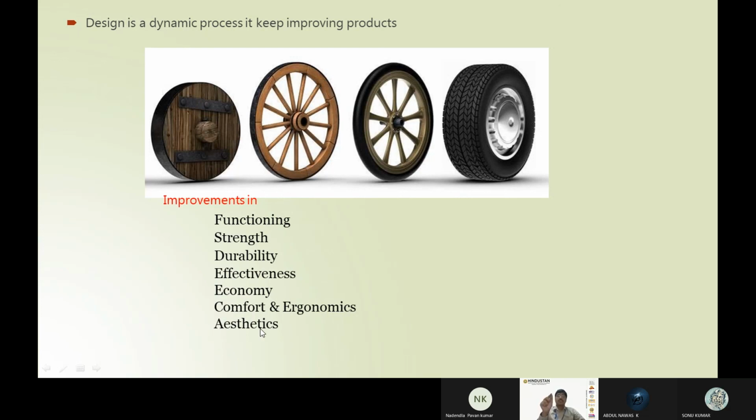But the engineers should take care, not only of aesthetics, comfort, and ergonomics. Anyway, they will be helpful for marketing, there is no doubt. But the very important things are the first four points: functioning, strength, durability, and effectiveness. You should not compromise on any of those things. Then it will be valued much in the markets, not only for years, but for decades.